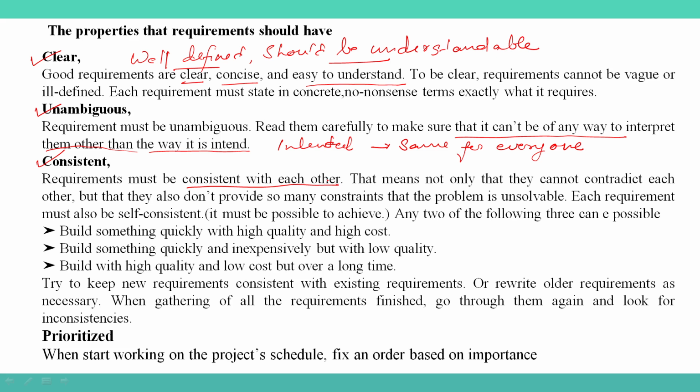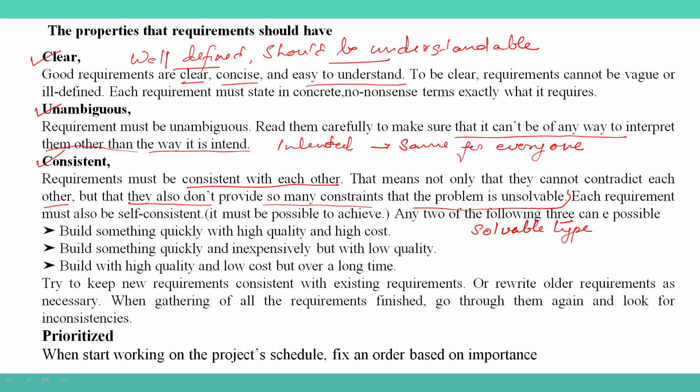Consistent means what if you say one thing in one place, it should be the same in the other thing also. This means not only that they cannot contradict each other, but they also don't provide so many constraints that the problem is unsolvable. So that means you should have solvable type of requirements. It should be solvable. And if you say two things, it should be two different things. If you say one thing at one place and you are trying to express the same thing in some other place, you should use the same type of representations there also.